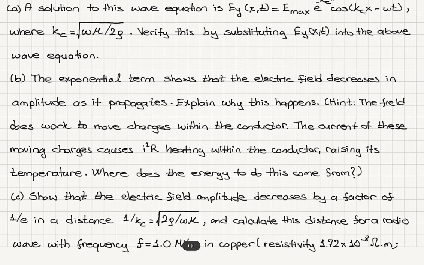Part B: the exponential term shows that the electric field decreases in amplitude as it propagates. Explain why this happens. Hint: the field does work to move charges within the conductor. The current of these moving charges causes I squared R heating within the conductor, raising its temperature. Where does the energy to do this come from?